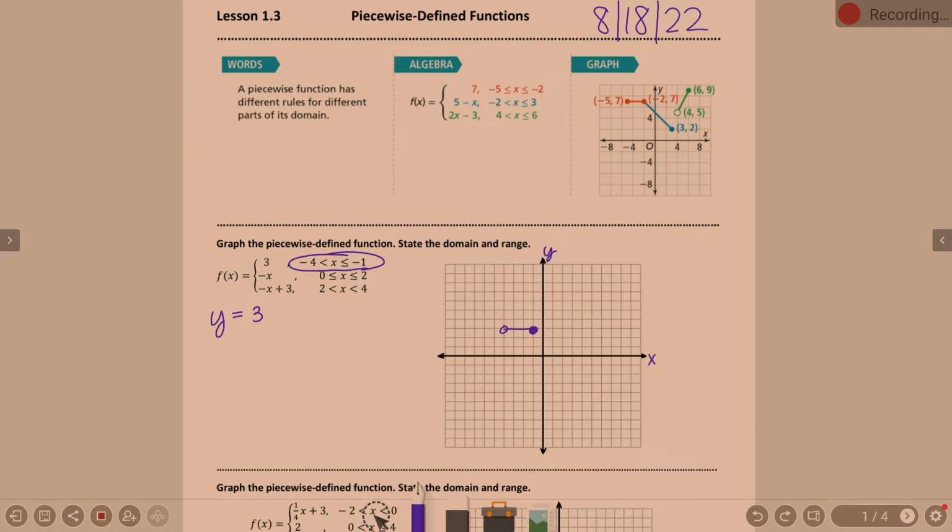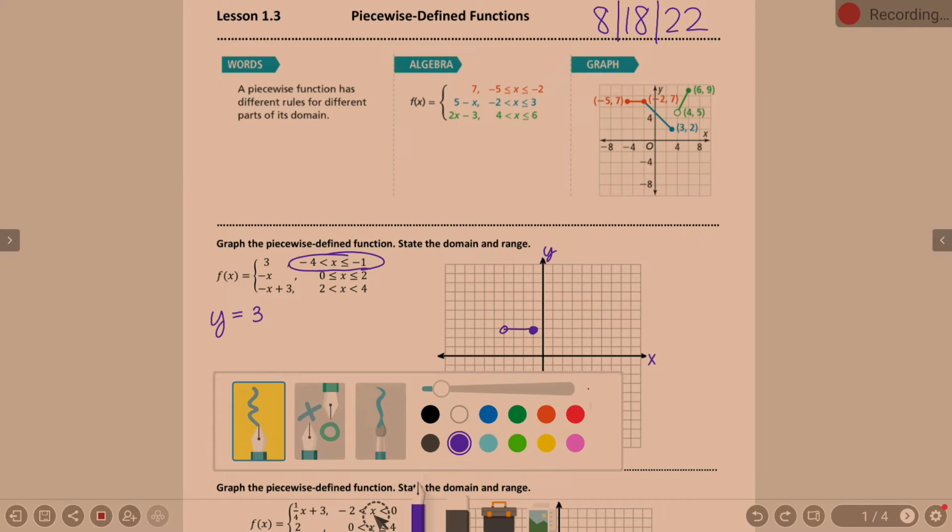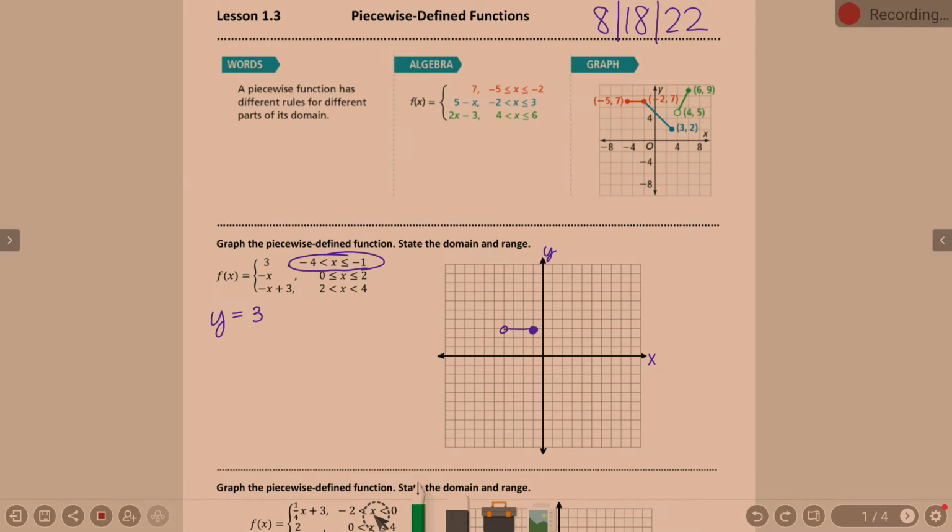Okay, so we got my purple piece, yes? Okay, I'm going to find a different color here. We'll go green. And now we're going to go with y equals negative x. We need to graph that.